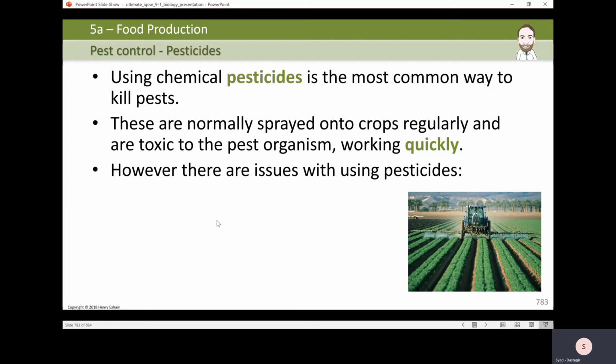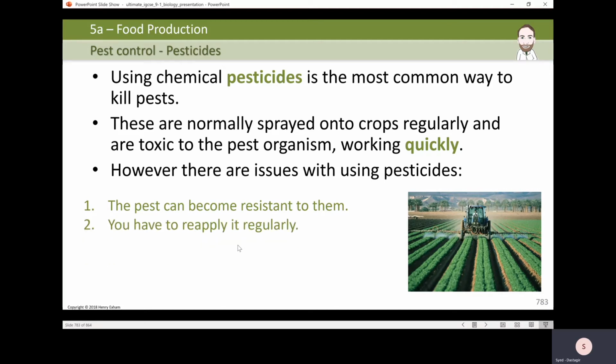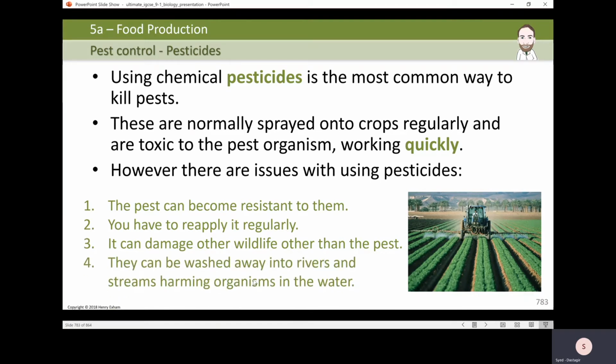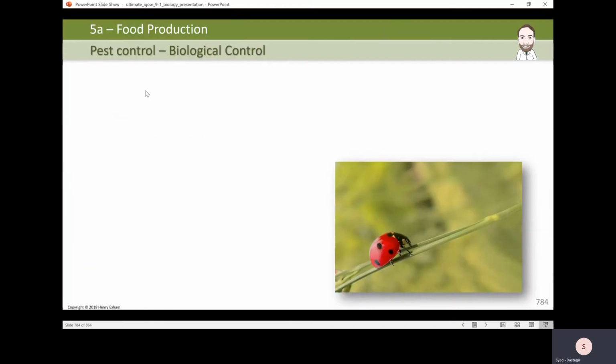However, there are definitely issues using this type of pesticide. Namely, pests can become resistant to them, so it doesn't work anymore. You have to reapply it regularly, so you have to apply it all the time. It can also damage other wildlife other than the pest, so it's not only toxic to the pest, it's toxic to all the other organisms living in that environment. They can also be washed away into rivers and streams, harming other organisms in the water. For example, it can be toxic to fish if they're washed into rivers.